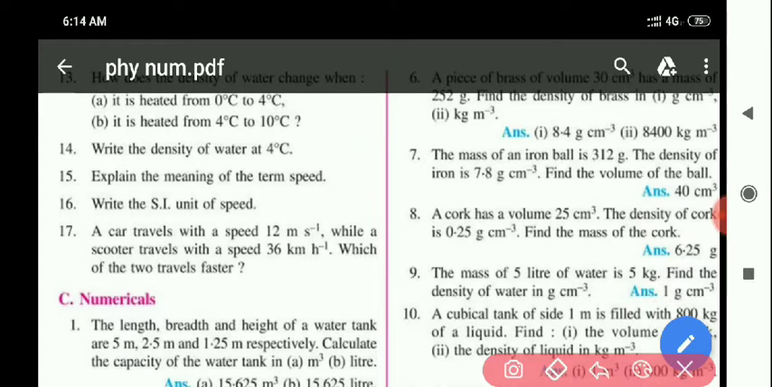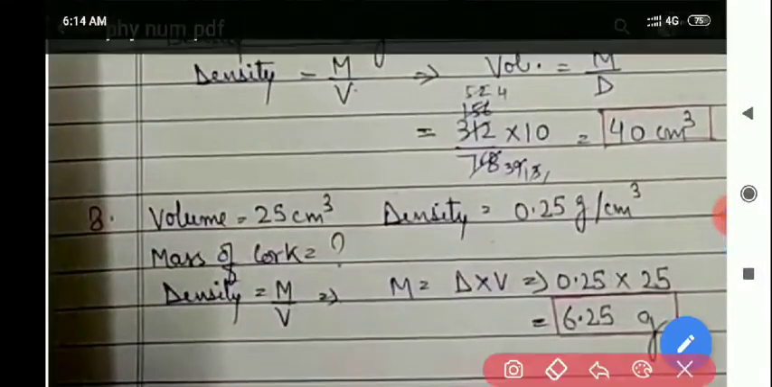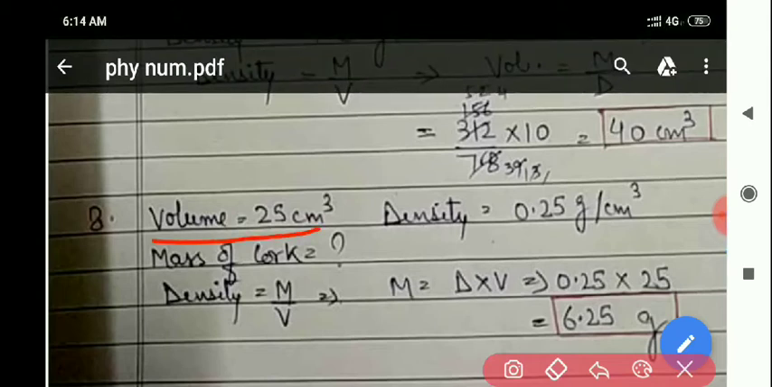A cork has a volume 25 centimeter cube. The density of cork is 0.25 gram per centimeter cube. Find the mass of the cork. Now we have to calculate the mass of the cork. So let's move to the solution. See, volume is 25 centimeter cube, density is given, mass we have to calculate, we put the values in the formula and we get the answer 6.25 grams.